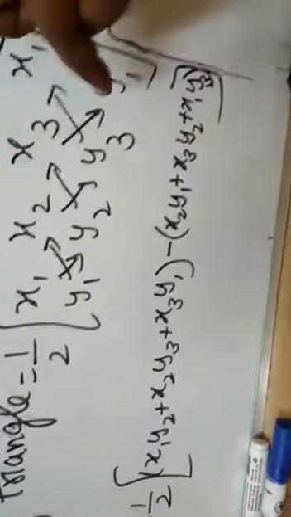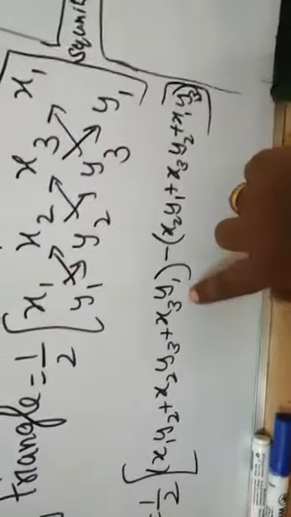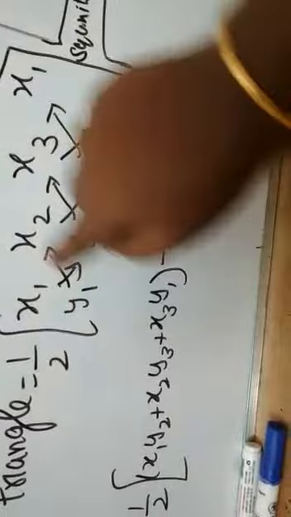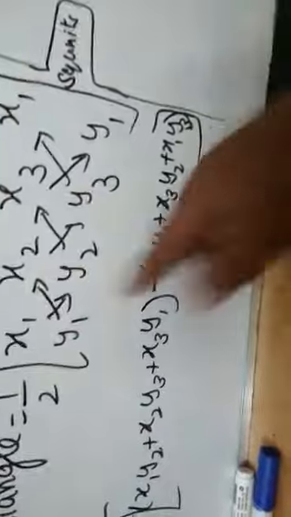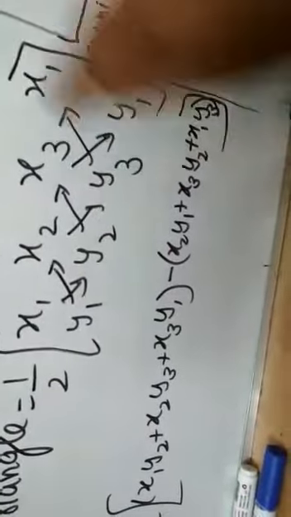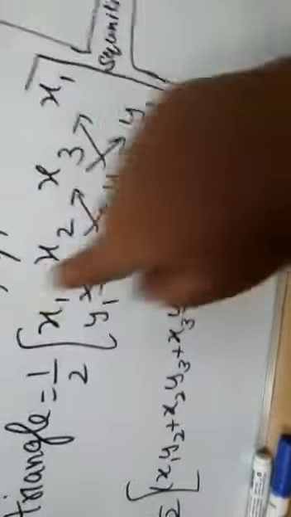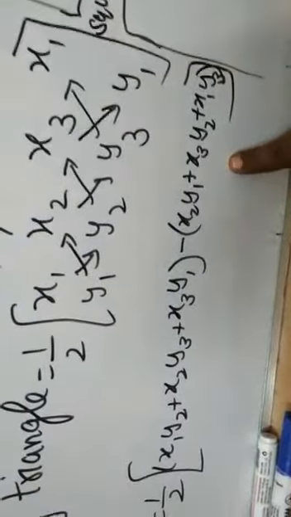Okay, how do we find the area using this formula? Half into, don't forget, downward arrow minus upward arrow. Again, I repeat, downward arrow minus upward arrow. Half into, first multiply all the downward arrows: x1y2 plus x2y3 plus x3y1. First write all these 3 in a bracket, minus upward arrows: x2y1, x3y2, x1y3. You can also write y1x2, y2x3 plus y3x1. Okay. So downward arrow minus upward arrow. This is the way we are going to find the area of a triangle.